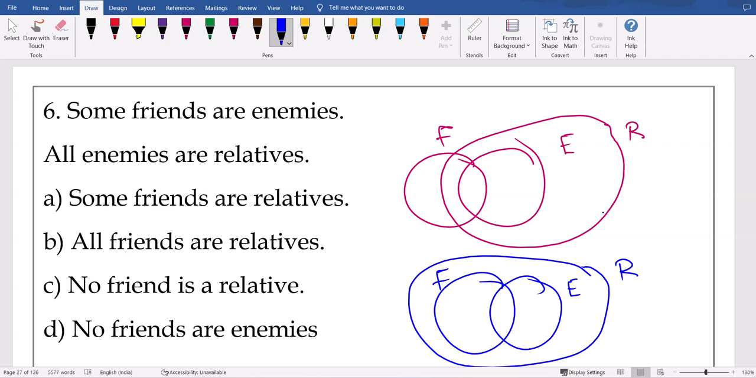Then the second conclusion is true, but the first one is true in all diagrams. No friend is a relative. No friends and relatives are connected. No friends are enemies. No friends and enemies are connected. All friends are relatives fails here. Some friends are relatives is correct in every diagram. So the second one, all friends are relatives. All we can also take as some. Whenever all is there, some is granted. But when some is there, all is not granted. Reverse is not okay. So the first one is true in all diagrams. Conclusion A. A is true in all diagrams.